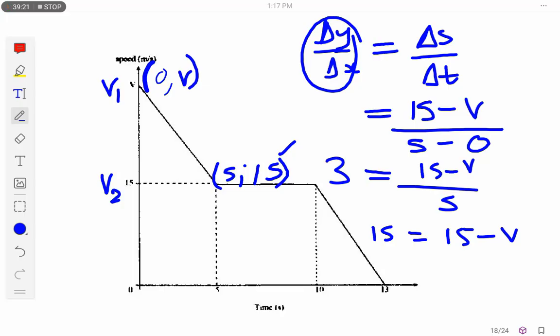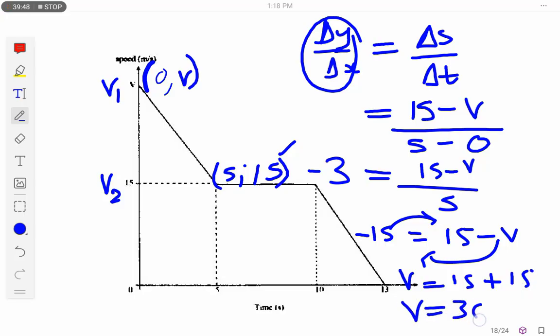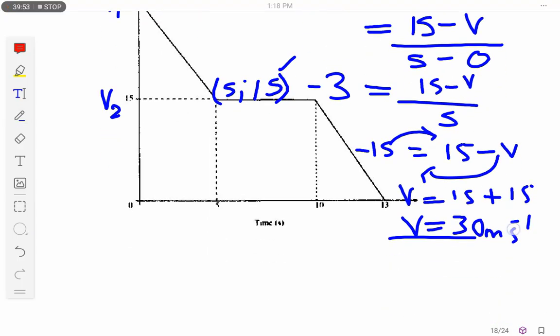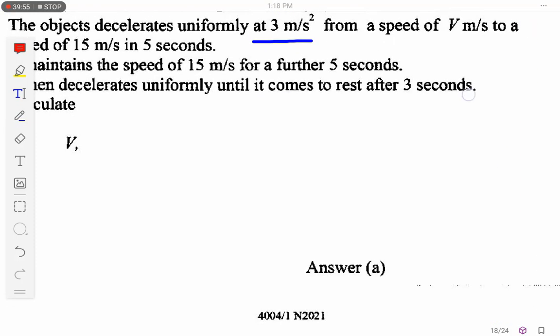Okay, so my v, I can take to this side. This is a negative here because it's decelerating, so this is a negative there also. I'm sorry about that, because when it's decelerating, it's a negative gradient. Then this going to this side becomes positive. So our v is equal to 15 plus 15. So v is equal to 30 meters per second. Okay, let's move on to the next question.